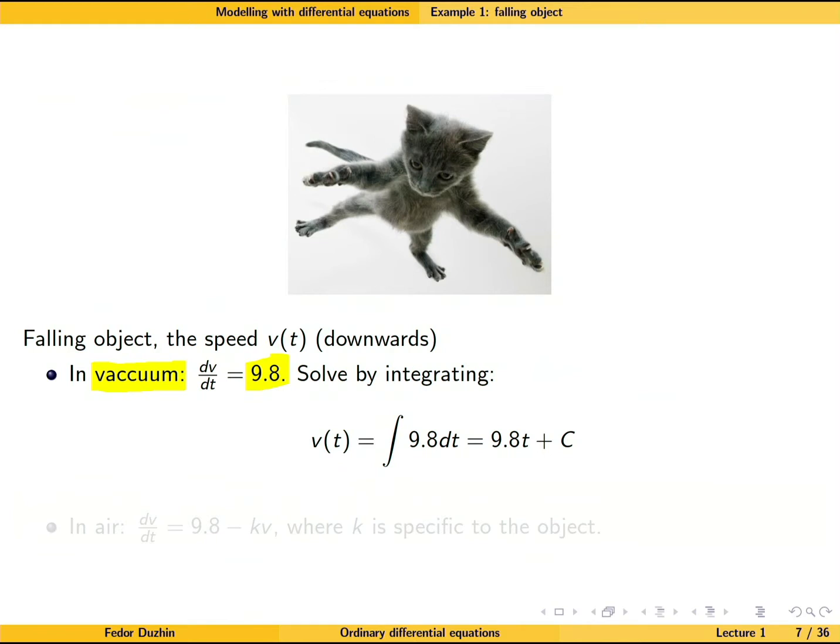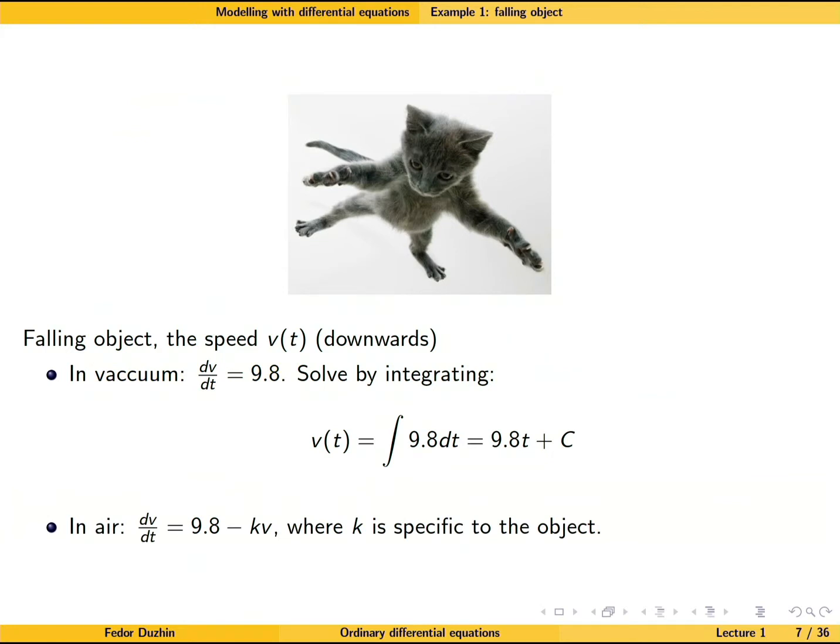So acceleration is the first derivative of the speed, right? And if the speed is our unknown function that we want to model, then the differential equation tells us that the derivative of this unknown function is simply 9.8. And then, if the differential equation looks like this, the derivative of the unknown function is the given function, then we can always just solve it by integrating.